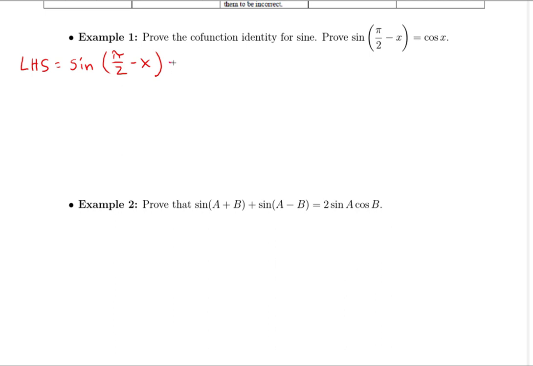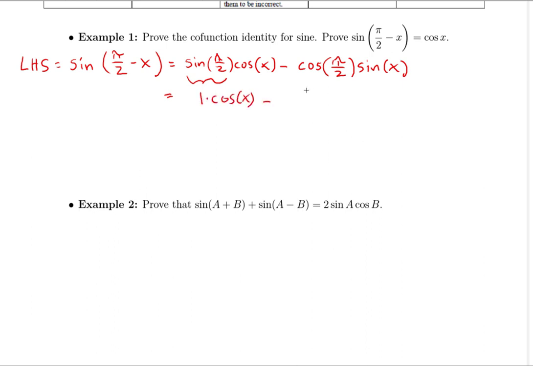So this is the subtraction formula for sine, and so that's sine, cosine, cosine, sine. And then remember with sine, whatever symbol's in here is the same symbol that's going to be out there. All right, but of course the sine of pi over 2 is 1, right? But then the cosine of pi over 2 is 0. So that, of course, goes away. We're left with the cosine of x, which is, of course, our right-hand side.